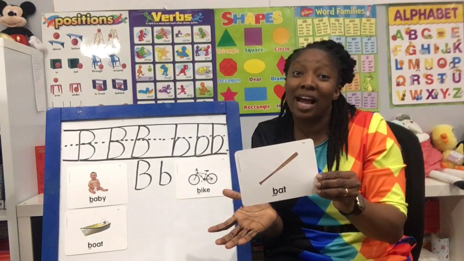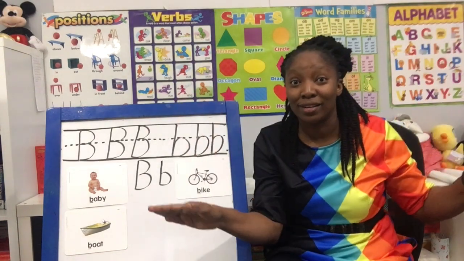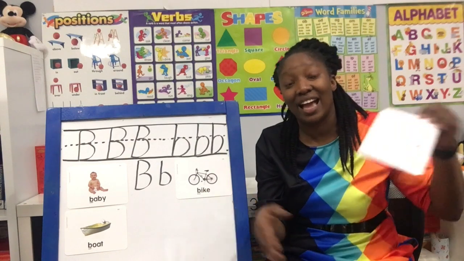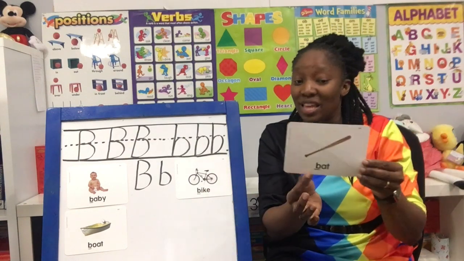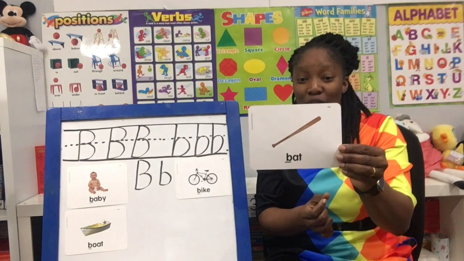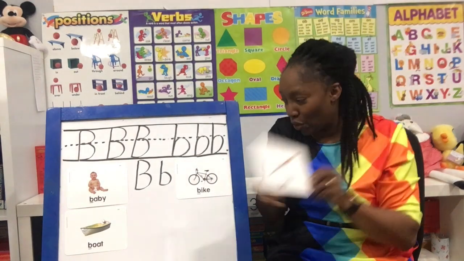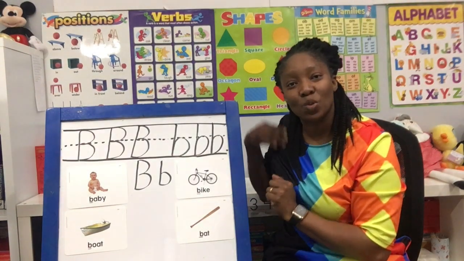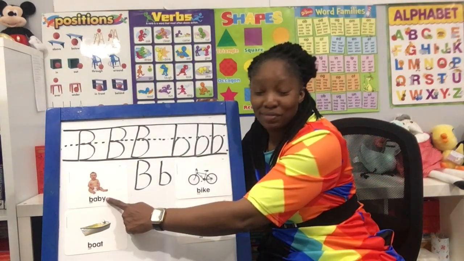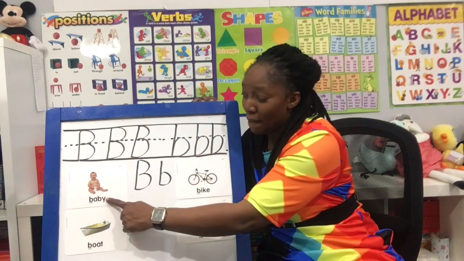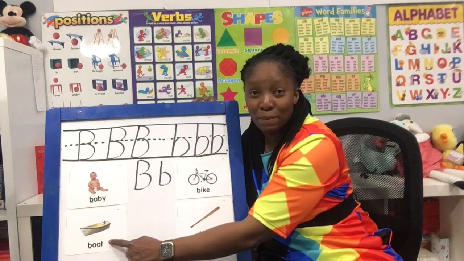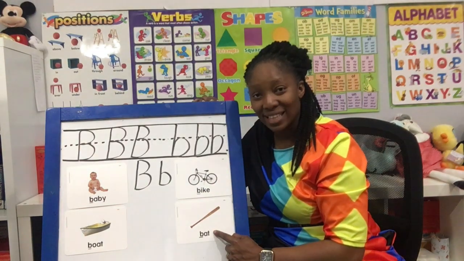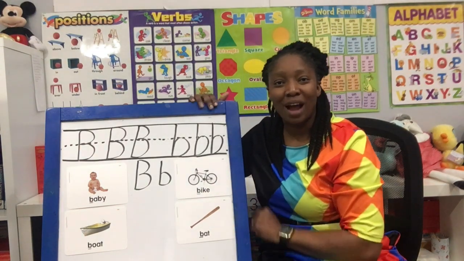Bat. Now there's another kind of bat that flies in the air and it sleeps all day and is awake at night and it hangs upside down. That's an animal, same spelling, bat. But I have a picture today with the one that you hold. Good job. So let's go through our pictures one more time. Baby, say it with me. Say it after me. Baby, boat, bike, bat. Practice writing those letters.